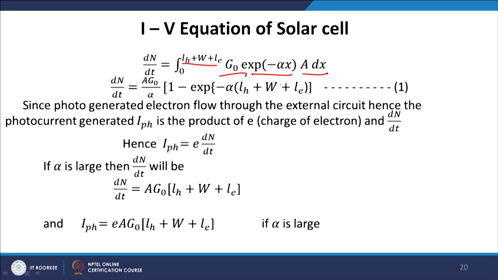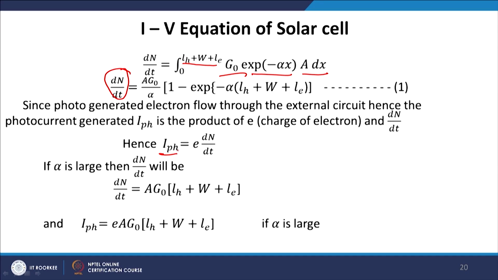Since photogenerated charge carriers or electrons flow through an external circuit, the photocurrent generated, IPH, is the product of E, the charge of the electron, and dN dt. So, dN dt gives the charge carrier generation rate. If we multiply it by the charge of the carrier, we will get the current. So, the current IPH is the product of the charge carrier generation rate times the electron charge E.